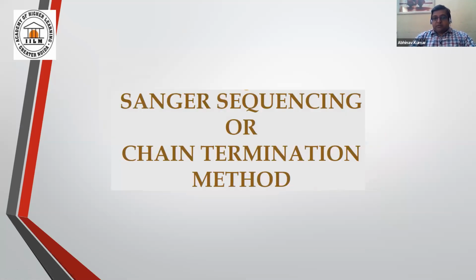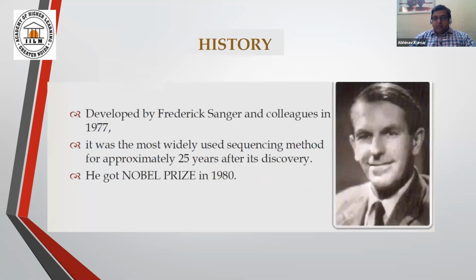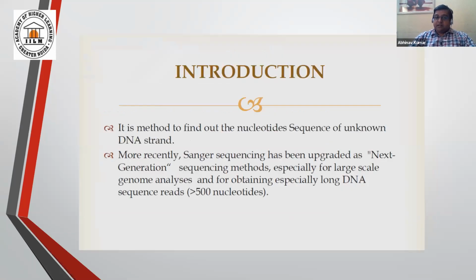So I'm directly coming to Sanger sequencing or the chain termination method. This is the history of it. It was developed by Sanger and his colleagues in 1977, and for this novel work, he got the highest prize in the science domain, the Nobel Prize, in 1980. This is the method which finds out the nucleotide sequence of an unknown DNA strand.